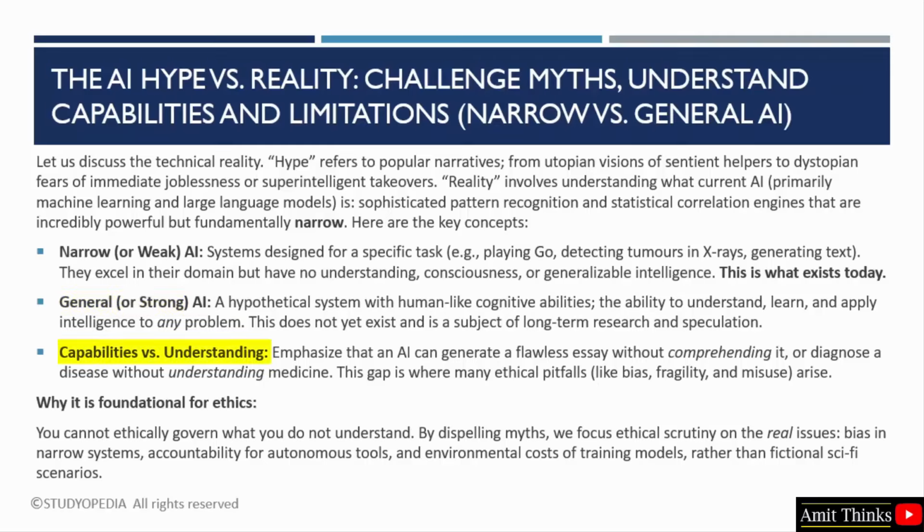The third one is capabilities versus understanding. AI can write essays or diagnose diseases without grasping meaning or context. This disconnect leads to ethical risk like bias, misuse and fragility. Why this matters for ethics? Ethical oversight requires clear understanding. Dispelling myths helps us focus on real concerns, that is bias in narrow AI, accountability for autonomous tools and the environmental impact of model training, not sci-fi fantasies.